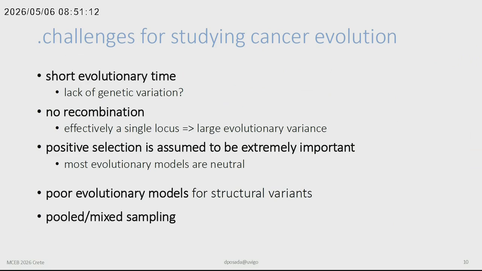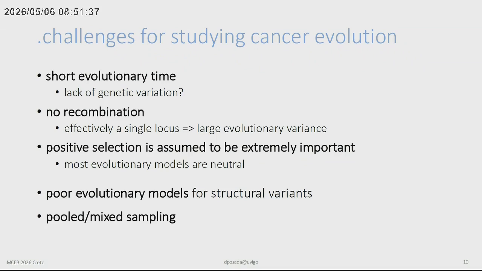No recombination. No recombination is good or bad? I mean, we know that if we have recombination, we have multiple instances, multiple replicates of the evolutionary process at different non-recombining blocks, right? So we get better estimates of the variance of this process. When we have just a single locus, then variance becomes very important. And the whole genome is a single locus in cancer evolution.